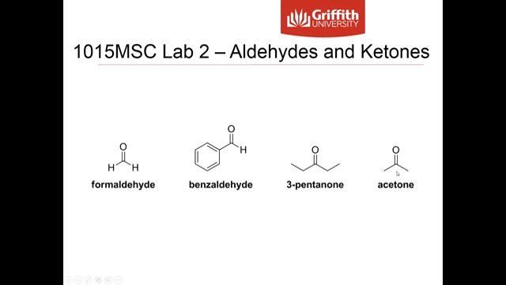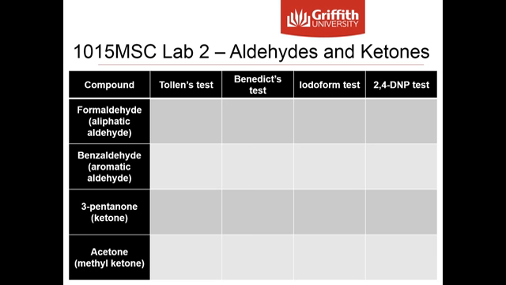So it's a ketone, but it's not a methyl ketone. And then the last compound here is acetone. This is a ketone, and it is a methyl ketone. Depending upon the functional groups here, you'll get either positive or negative results in these tests. What you're required to do before you come into the lab is fill out this table, and you need to be able to predict which compounds are going to give either a positive or a negative result on each test.